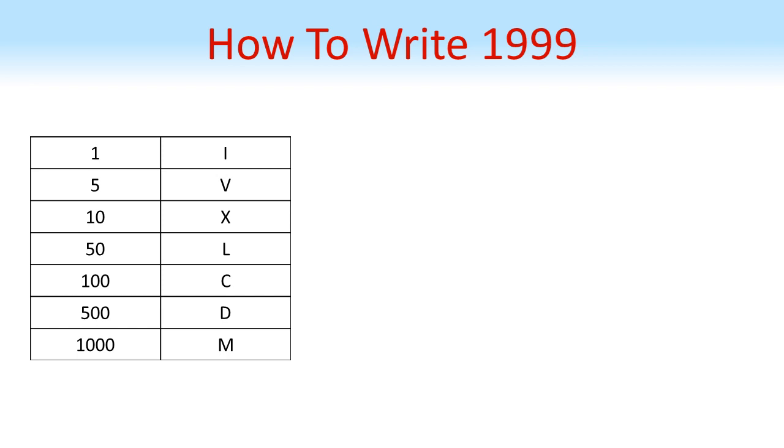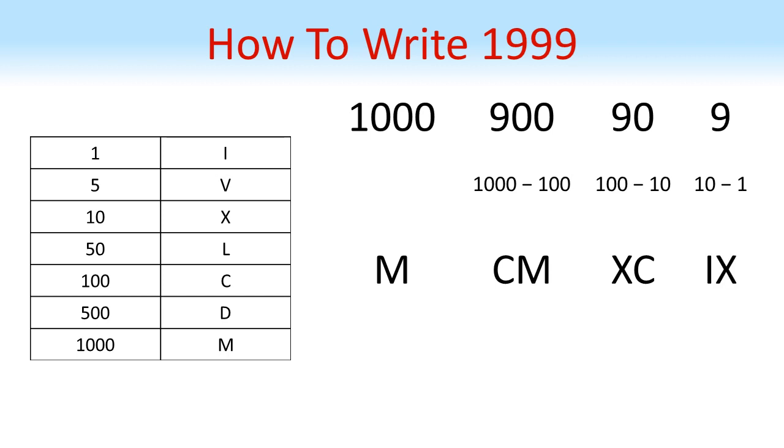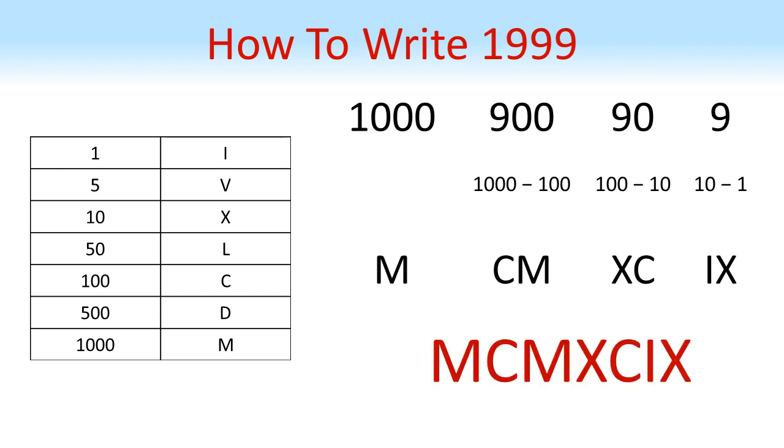So we're going to break 1999 down into its separate components. So it's 1000, 900, a 90 and a 9. Now looking at those last three numbers, 900 is 1000 minus 100, 90 is 100 minus 10, and 9 is 10 minus 1. So when we come to write these as Roman numerals, 1000 is M, 900 is our 1000, our M minus a C for 100, so CM, 90 is 100 take away 10, so an X before a C, and 9 is 10 take away 1, which is an I before an X. So joining them all together in that order, we get that 1999 in Roman numerals is MCMXCIX.